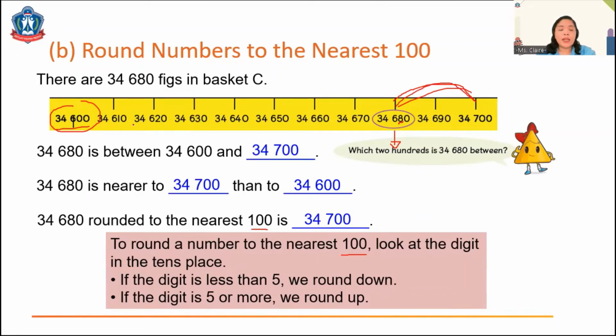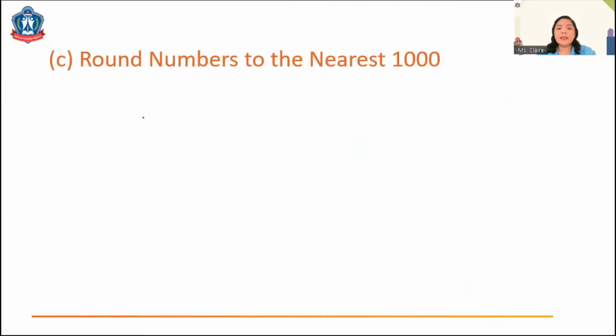But if we have 34,620, the number in the tens place is 2. This is less than 5, means we will round down. So if we round this number to the nearest 100, the answer is 34,600. Take note, children. Now let's go to round numbers to the nearest 1,000.